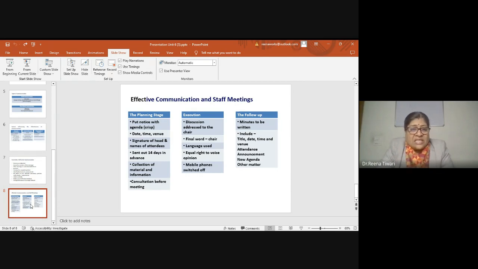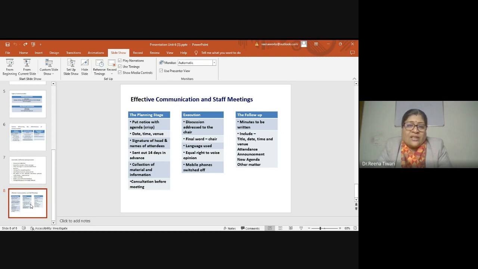Every individual attendee of the meeting should be given an equal right to voice their opinion. It is not that some are mere passive listeners only, then why are they called? Effective communication happens only when there are senders and receivers and there is feedback too. So it is not that only one person is the initiator of the message and is speaking only.